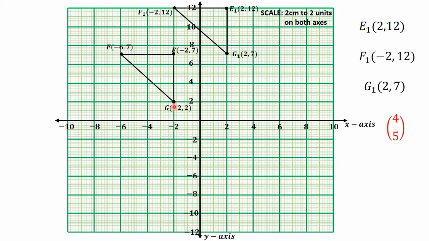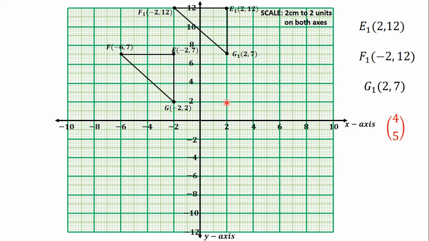We are moving point G 4 units towards the right along the x-axis, then 5 units upwards along the y-axis. So we move it to this side, we have 1 unit. Move it to this side, we have 2 units. This side, we have 3 units. And this side, we have 4 units. So you have moved it 4 units towards the right along the x-axis.